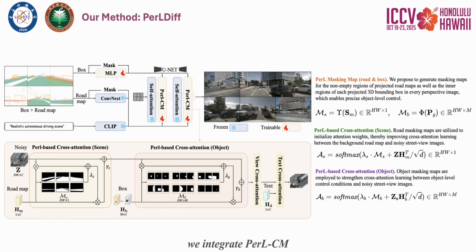We integrate PerLCM into a pre-trained stable diffusion model and fine-tune it on our dataset. This allows PerLDiff to combine the powerful generative ability of stable diffusion with fine-grained geometric control, enabling accurate, object-level synthesis of complex street view scenes.